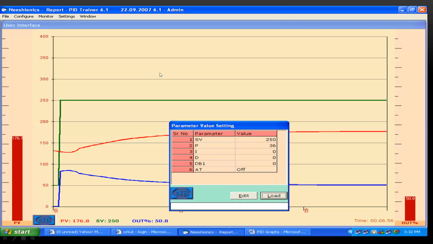So here on the output graph, you can observe the effect of the various parameters. Here we have set the value as 250 degrees Celsius, and we have adjusted the Kp value. Here P means the proportional constant, Kp, which is equal to 36. It is very high.